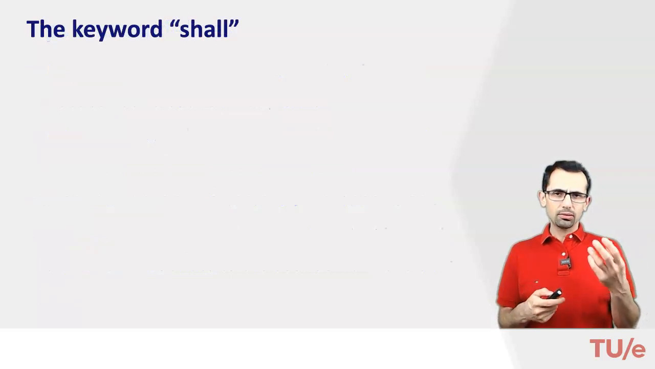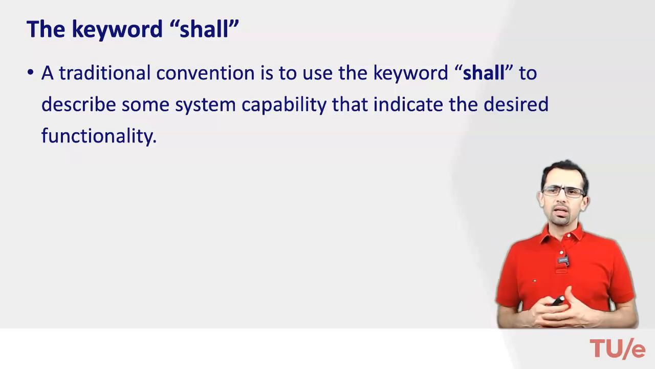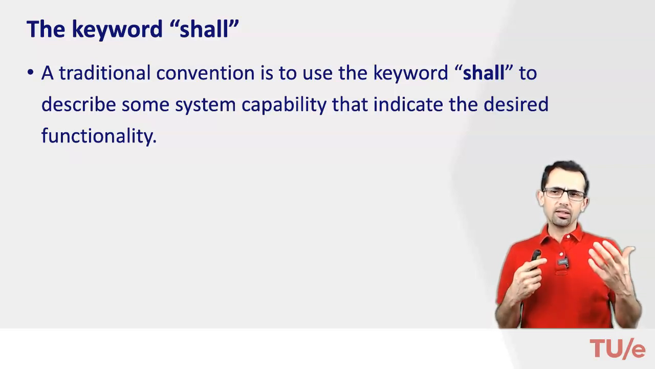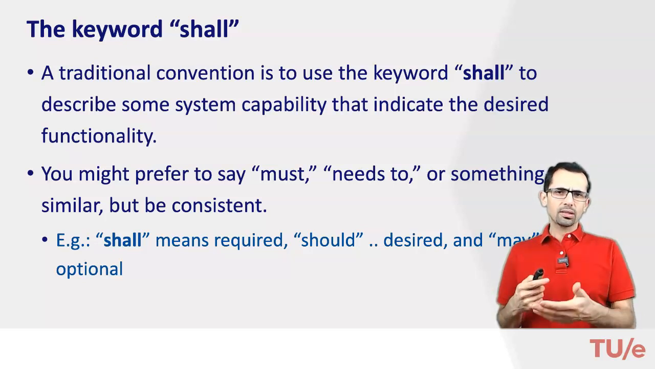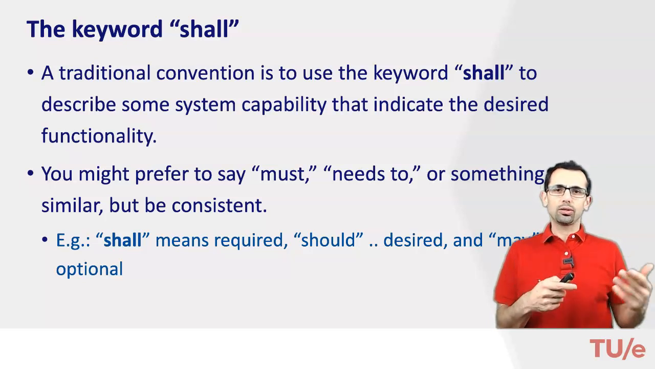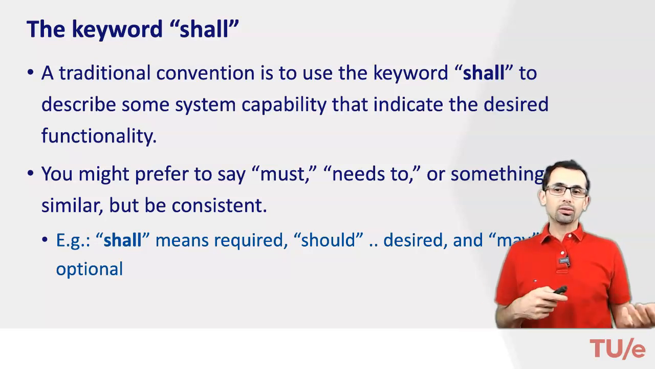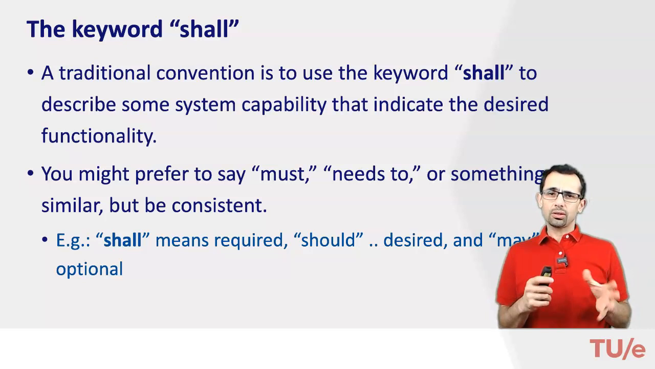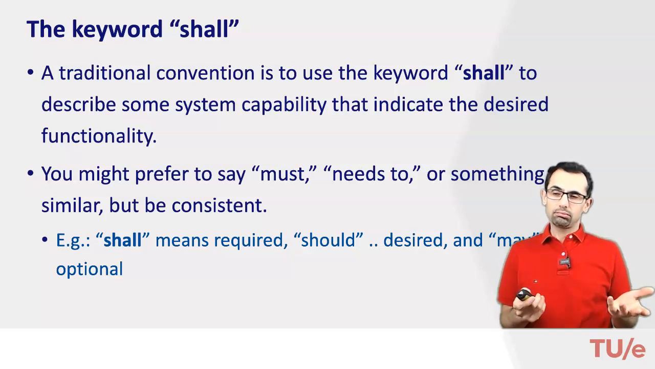There's something that I need to explain about the keyword shall. It's a conventional, traditional way to use shall in requirement statements. When we say shall, it means that we describe some system capability that indicates the desired functionality. In the previous examples of the templates, you have seen that I used the system shall, or the user shall be able to, and so on. You might prefer to use must or need to or have to, but you just have to be consistent. And by the way, the traditional convention is that shall means required, should is desired, and may is optional. So be careful.